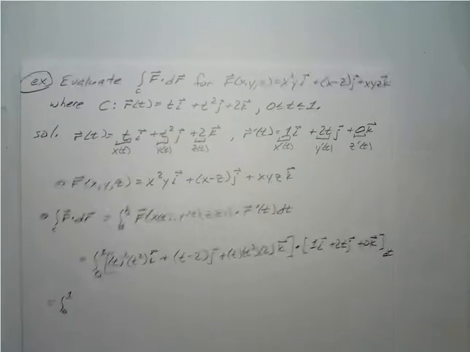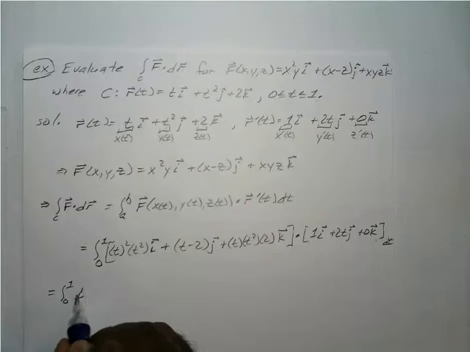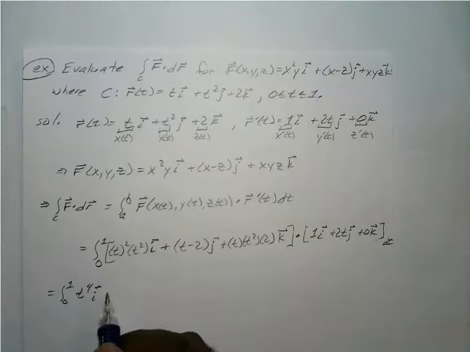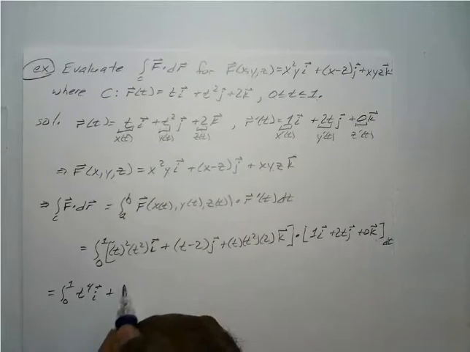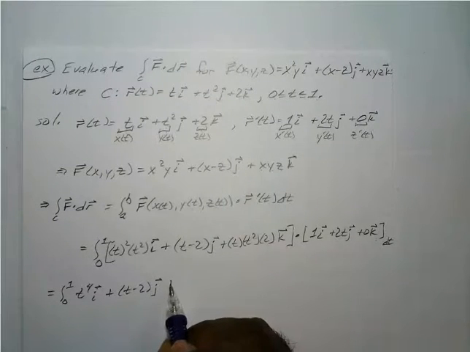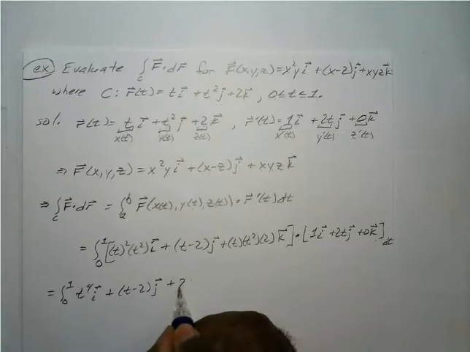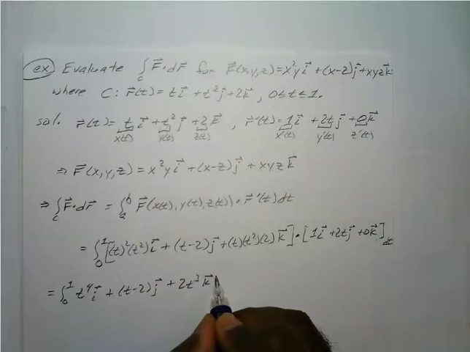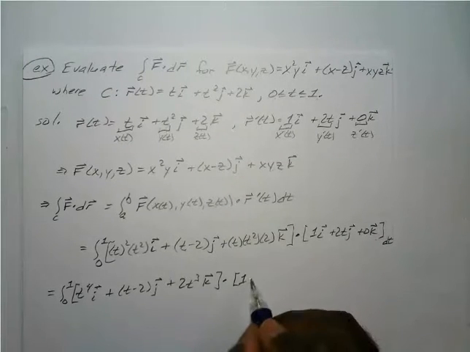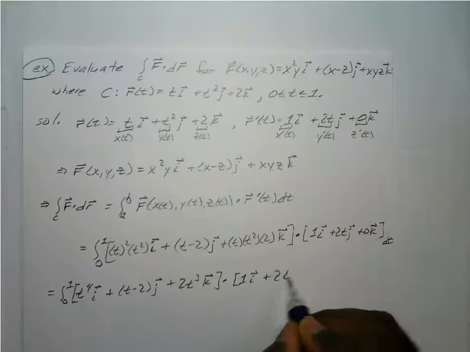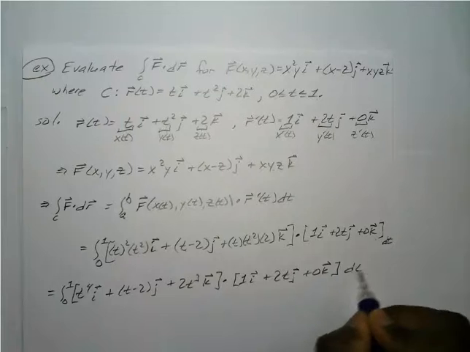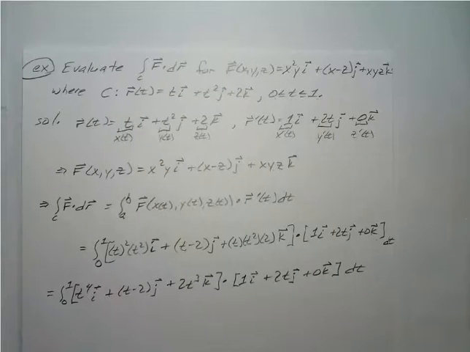we go from 0 to 1, of course that's t to the 4th times your i unit vector, plus, we'll see that is t minus 2 times your j unit vector, plus 2t to the 3rd times your k unit vector. Okay, remember that's just a dot product. 1 plus 2t times j plus 0 times the k unit vector with respect to t. Alright?